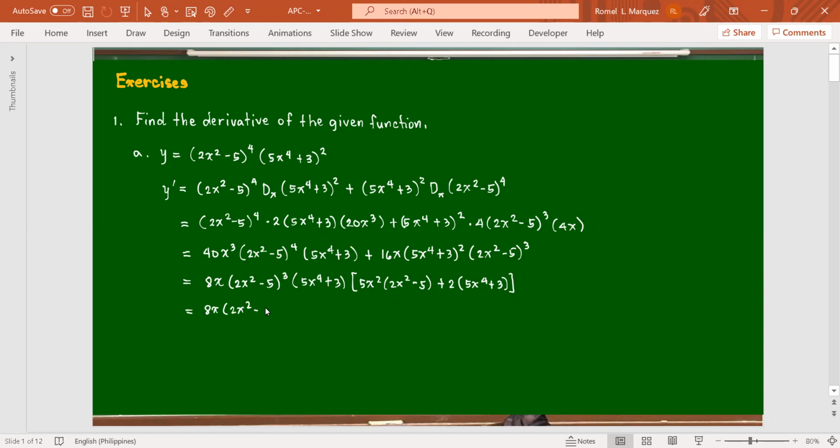So no problem with the first 3 factors, considering 8x as 1 factor. So what about here? This is 10x to the fourth. 10x to the fourth. So 20x to the fourth. Negative 25x squared. And then finally, positive 6. Am I correct, children? Guys. So that's the y prime, okay?